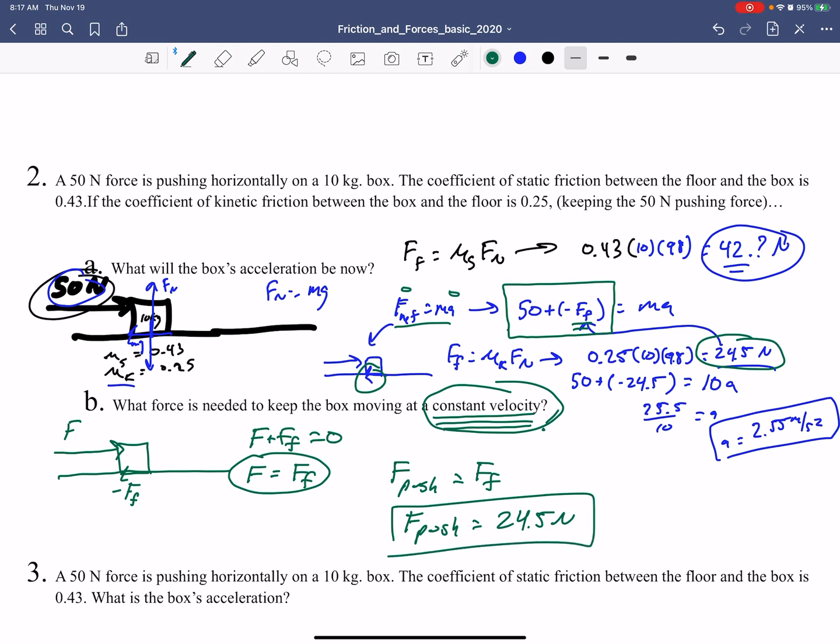And that is how we do number 2. I will pause for your applause. Okay.